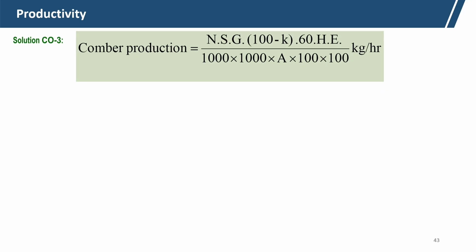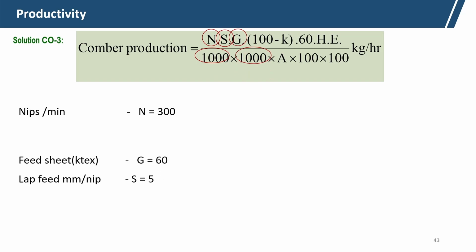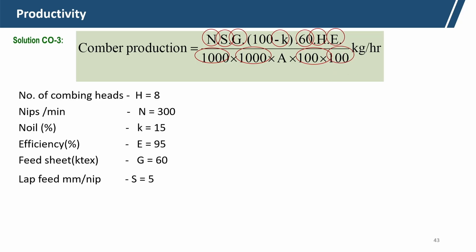So, we know the comber production formula here, where N is the nips per minute, which is given, then lap feed per nip S is 5, which is given, and this 1000 is coming here to convert it to meter, and feed sheet G is in kilotex, and kilotex to tex we get 1000, and Noil percent is 15%, and there 60 is for the hour, H is the number of combing heads, and E is the efficiency.